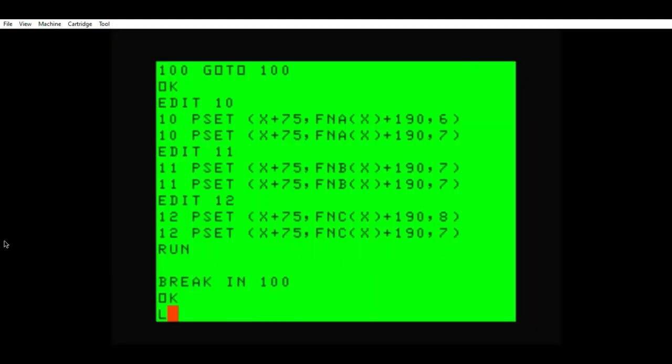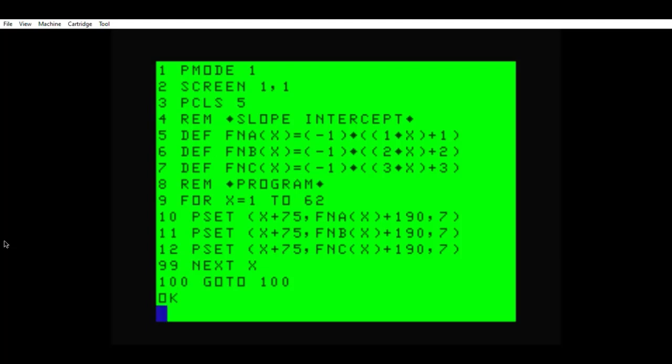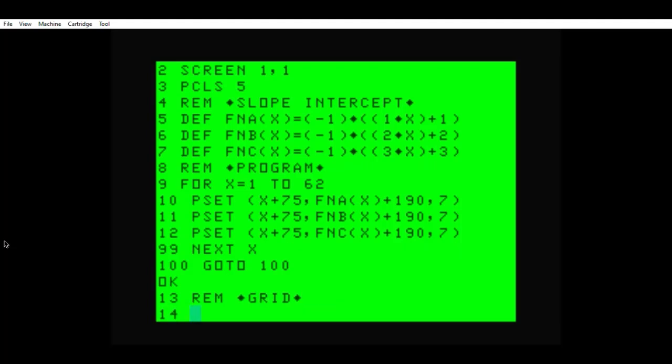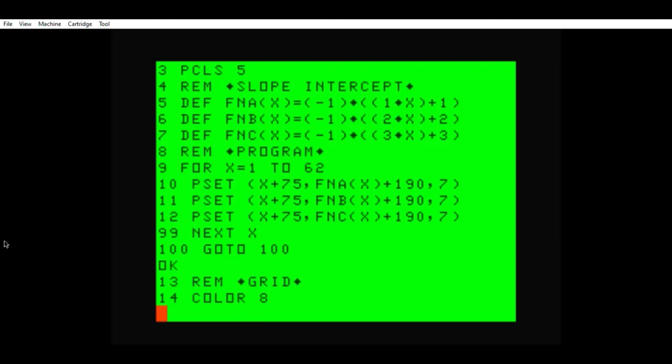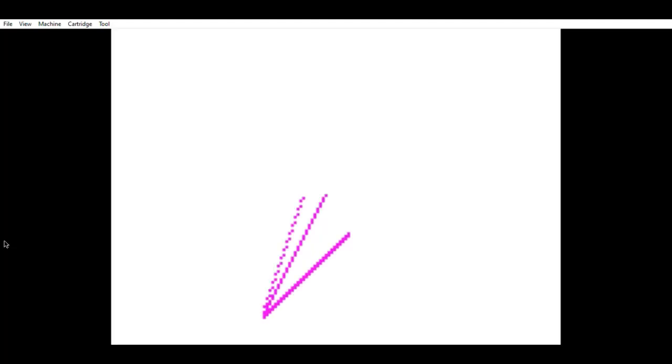And how I'm going to do that is I'm going to make a grid. And just going to very simply, quickly do this. We're going to do color, or I want orange. And we're going to have a line going from 0, 190 to 0, 255. And this is going to be our x-axis.